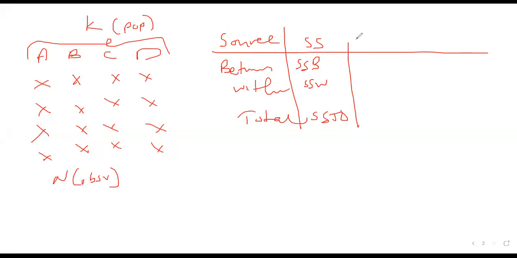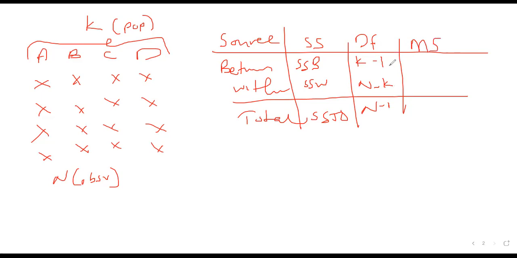We're given our degrees of freedom, which are k minus 1, n minus k, and n minus 1. The mean of squares is simply the quotient of these two. This is called the mean square between and mean square within, and finally the F calculated will be mean square between over mean square within.